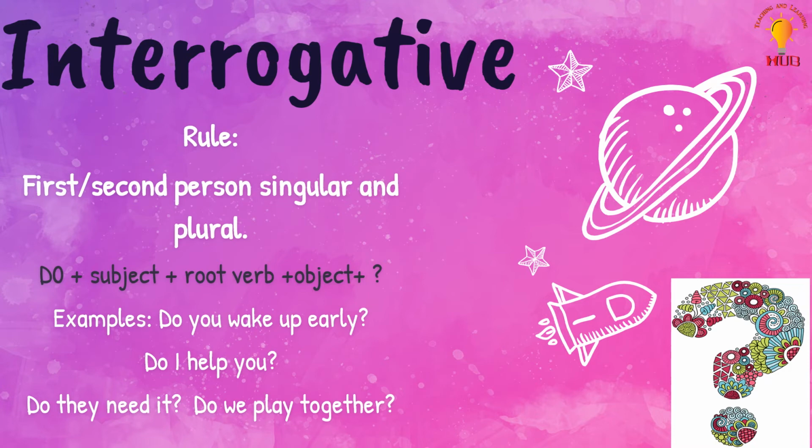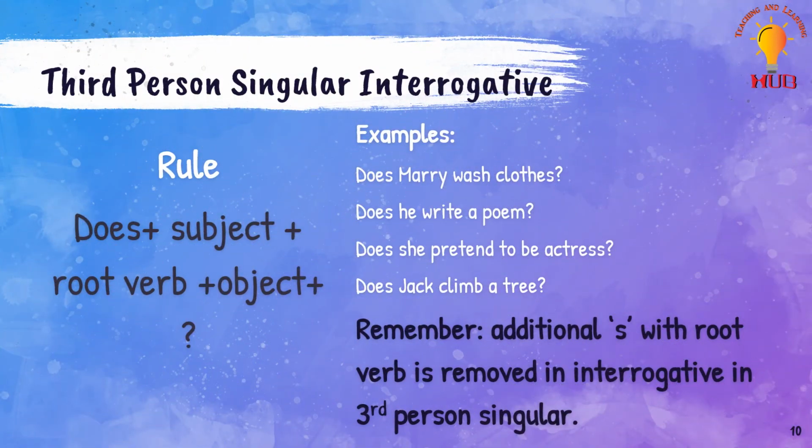Now move towards the interrogatives. The rule for third person singular interrogative is does plus subject plus root verb plus object. Mary washes clothes. Now that was a simple sentence. When we are changing it into interrogative, does Mary wash clothes?